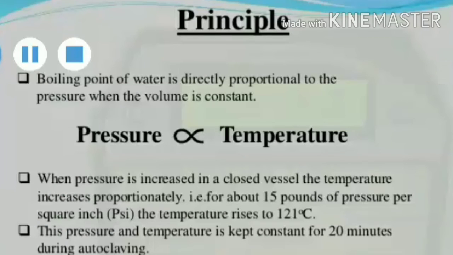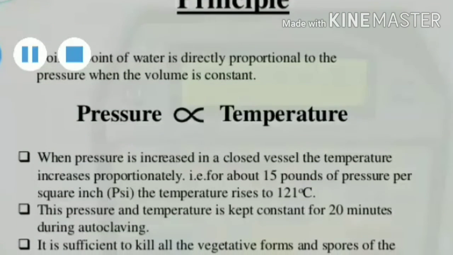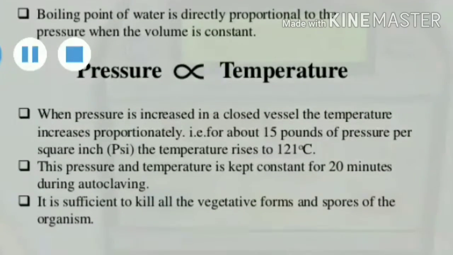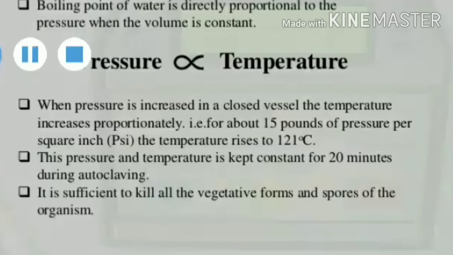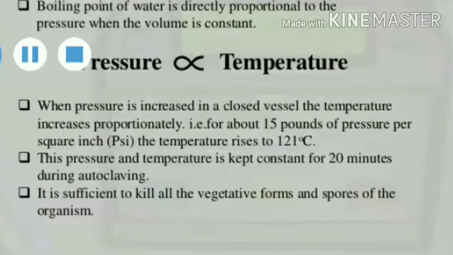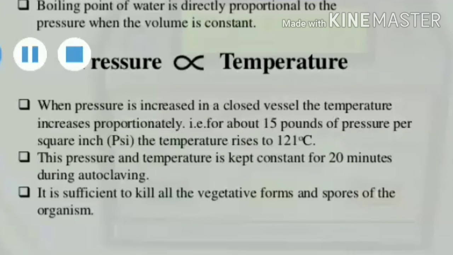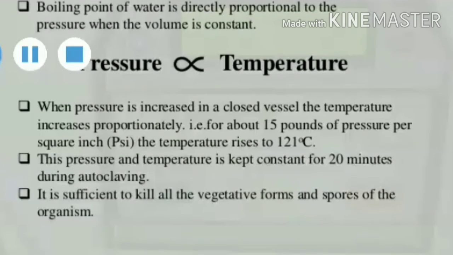Let's see the principle. Boiling point of water is directly proportional to pressure when the volume is constant. Pressure is directly proportional to temperature. When pressure is increased in a closed vessel, the temperature increases proportionally. That is, for about 15 pounds per square inch, the temperature rises to 121 degrees Celsius. This pressure and temperature is kept constant for 20 minutes during autoclaving. It is sufficient to kill all the vegetative forms and spores of the organisms.